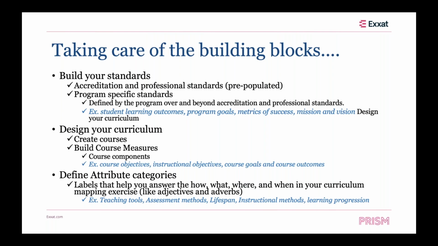So after you have decided on your standards and your courses, the next item is attributes. Now, what are attributes? Attribute is a highly customizable and flexible tool that we offer as part of our Prism product. Think about them as labels that help you answer the how, what, where, and when in your curriculum mapping exercise, right? So the basics of curriculum mapping are linking a course objective or a course to a particular standard.